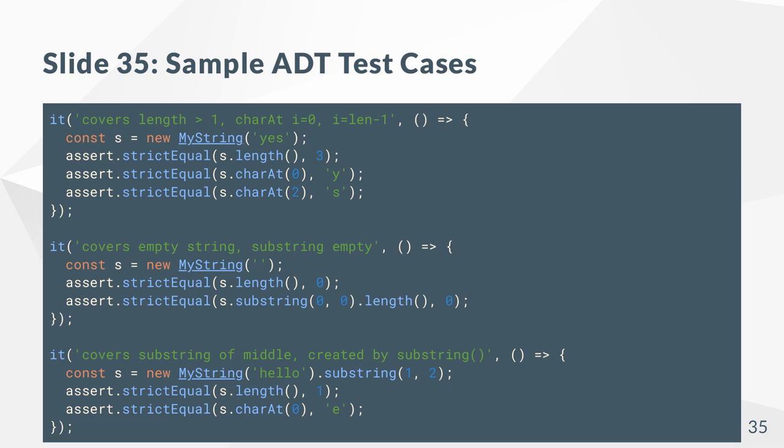The second test covers the edge case of an empty string and also exercises substring on an empty string. It creates an empty string, verifies length is 0, then takes a 0-length substring starting and ending at 0, and verifies that substring also has length 0. The third test covers a string that was produced by a previous substring call and tests charAt on that result. It creates the string "hello", takes a substring from index 1 to 2, which should give just the character e, and then verifies the length is 1, and charAt 0 returns e.